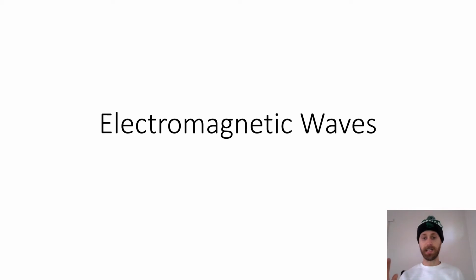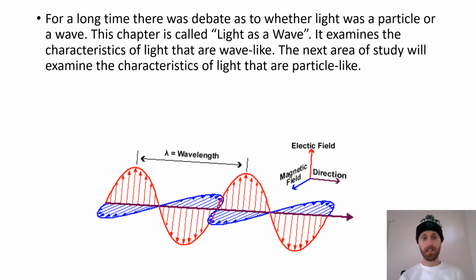So we're looking at electromagnetic waves today. Should be a pretty straightforward lesson. Hopefully this will run all right. As we've covered before, for a long time there was a debate as to whether light was a particle or a wave. This chapter is called Light as a Wave. It examines the characteristics of light that are wave-like. The next area of study will examine the characteristics of light that are particle-like.